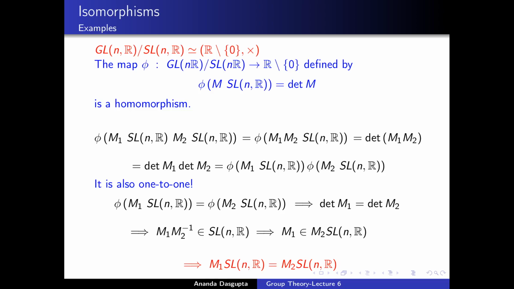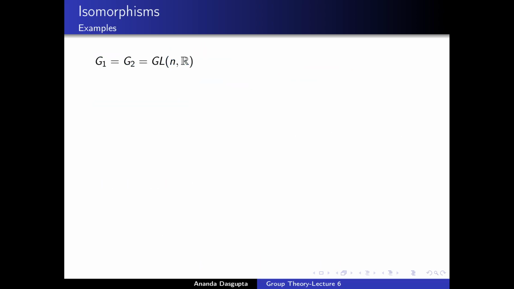For our next example, we will consider a case where both the groups G1 and G2 are the same group. In fact, they are both the same as GLNR, a group which we have used in several of our examples, in fact even the last example.